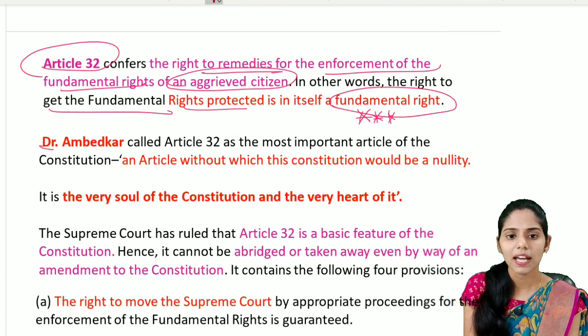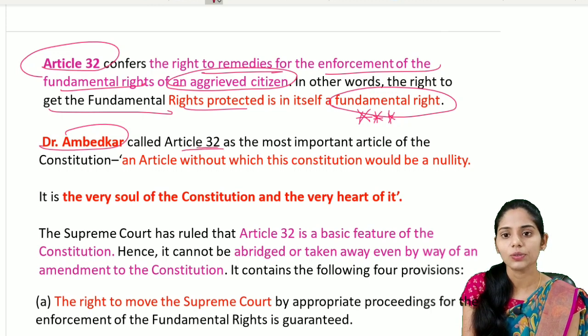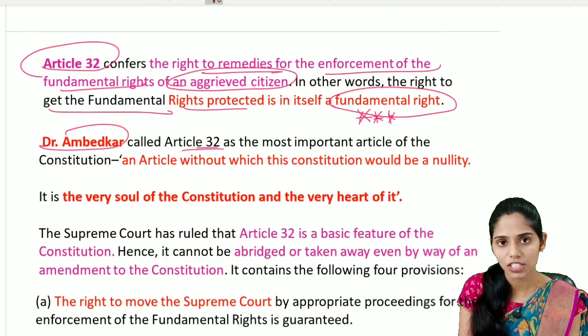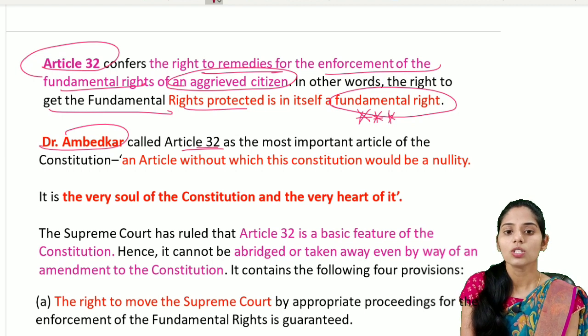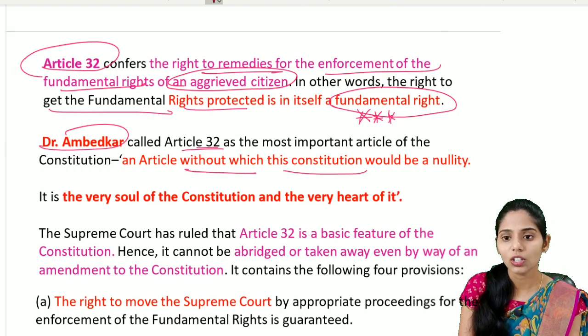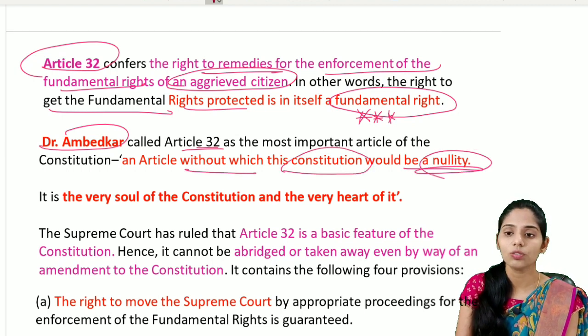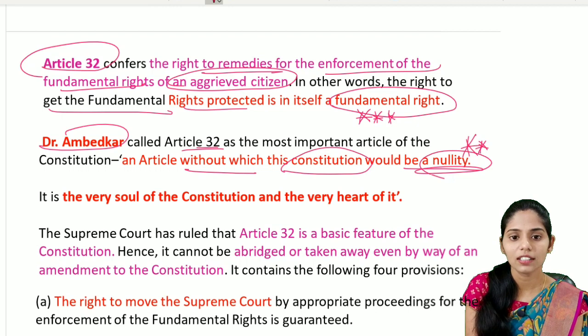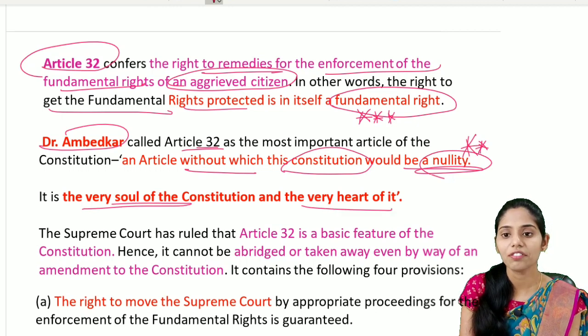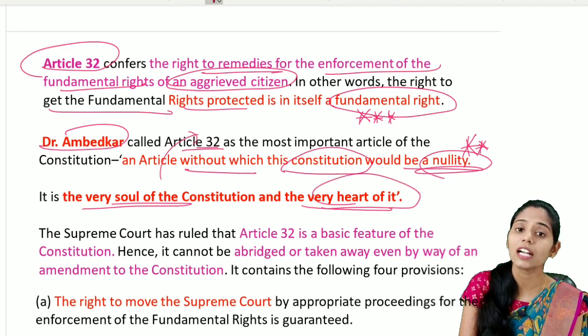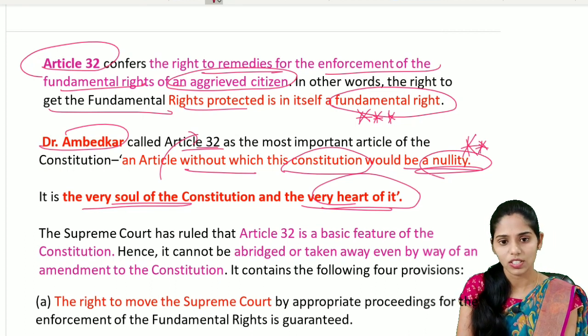So if you see, Dr. B.R. Ambedkar called this Article 32 one of the most important articles present in our Indian Constitution. It is an article without which the constitution would be a nullity. So without this Article 32, there is nothing in the Constitution. Because of this, it is said that the very soul of the Constitution and the very heart of the Constitution is Article 32 of the Indian Constitution.